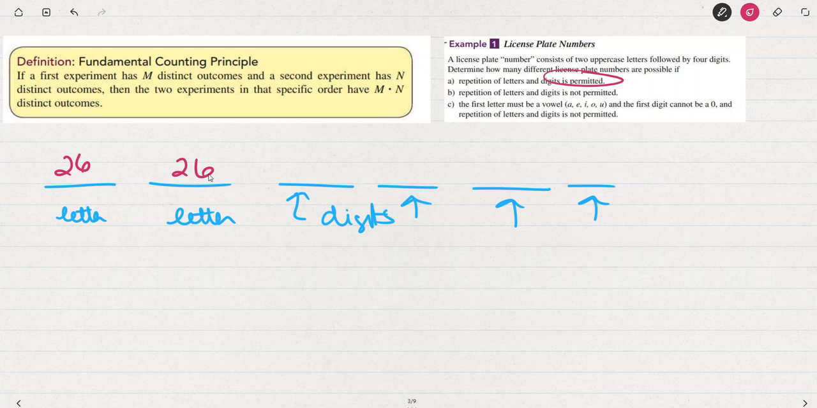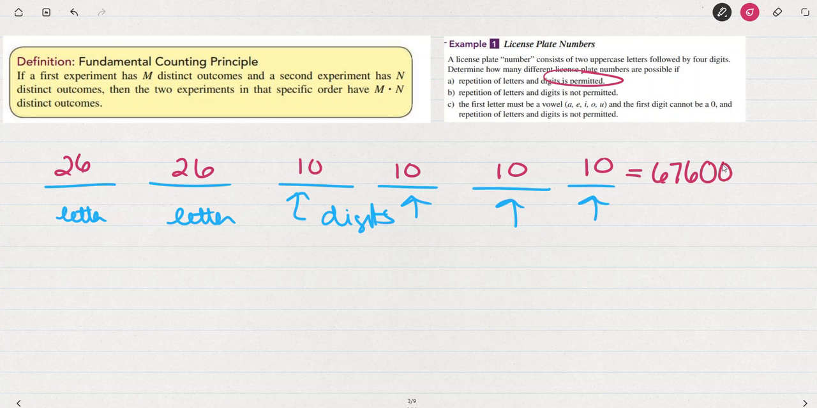And then when I go to choose a digit, there's 10 digits: 0, 1, 2, 3, 4, 5, 6, 7, 8, 9. And if I can repeat the digits, if I don't have to eliminate a choice once I've used one, then the answer is 10 digits, 10 digits, 10 digits. By the fundamental counting principle, this means that the total number of different license plates we can make is 26 times 26, which is 676, times 10 to the 4th power.